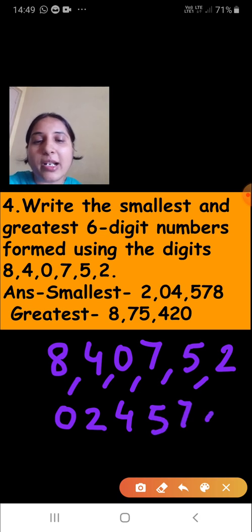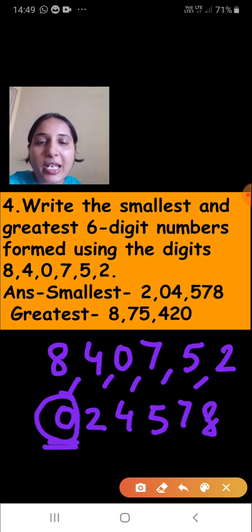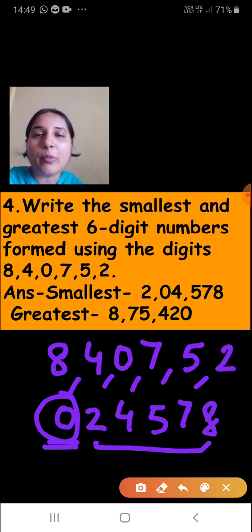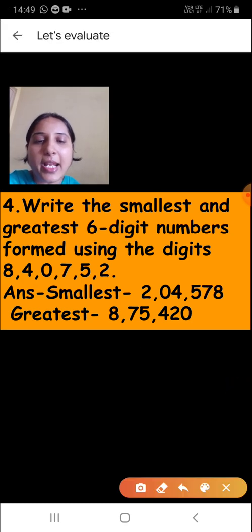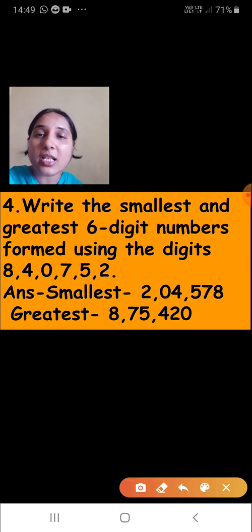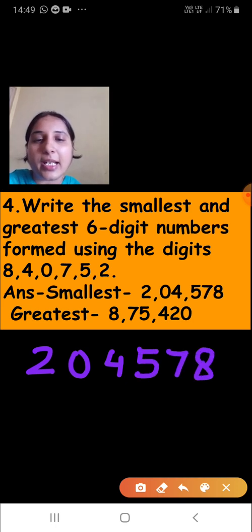I told you earlier that if we put 0 in the beginning, it will be meaningless. And it will give you a 5-digit number only. And how many digits they are asking? 6-digit number they are asking. So this will be wrong. Got it? So how we are going to arrange them? First we will write the next digit which is just more than 0. So what is that digit? That is 2. So first we will write 2, then 0, now 4, then 5, then 7 and then 8, and now we'll put the comma.